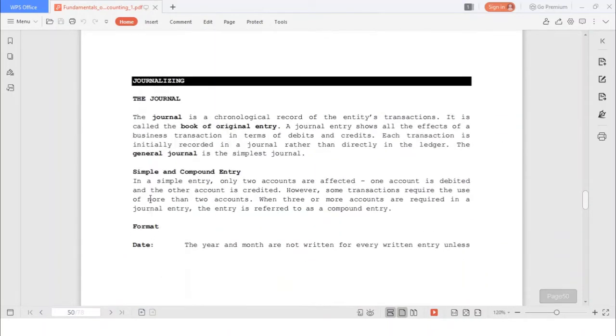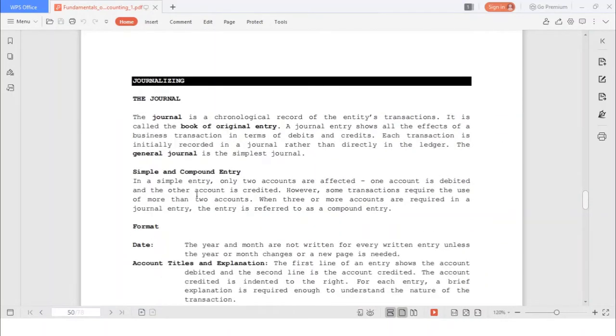Now, once the company is ready with its chart of accounts, we have the next step, which is journalizing. The journal is a chronological record of the entity's transactions. Thus, it is called the Book of Original Entry. A journal entry shows all the effects of a business transaction in terms of debits and credits.